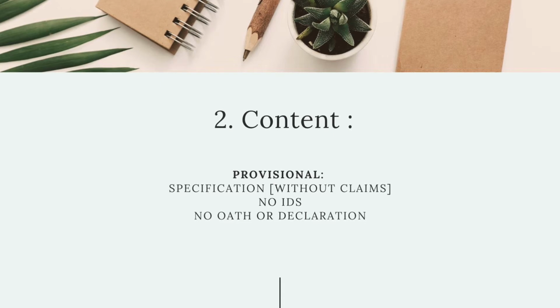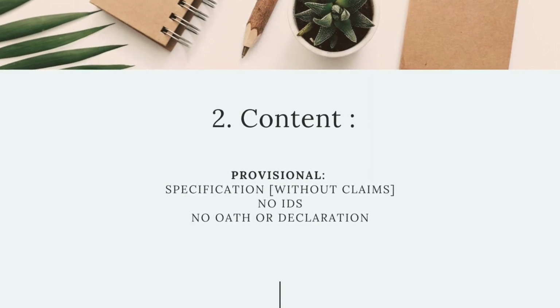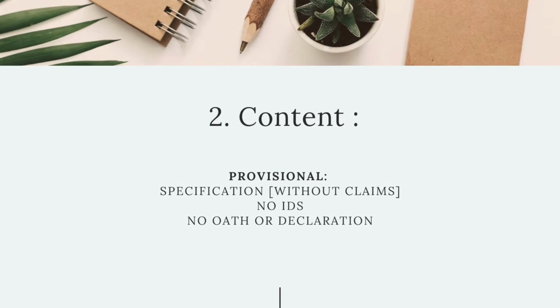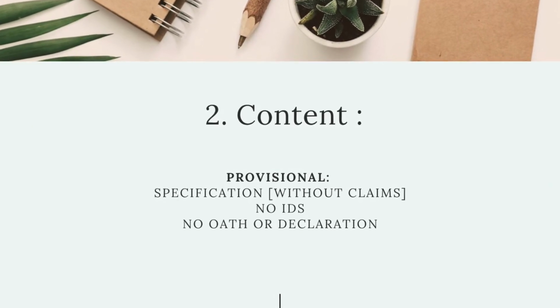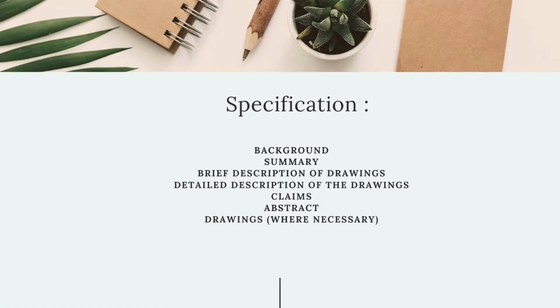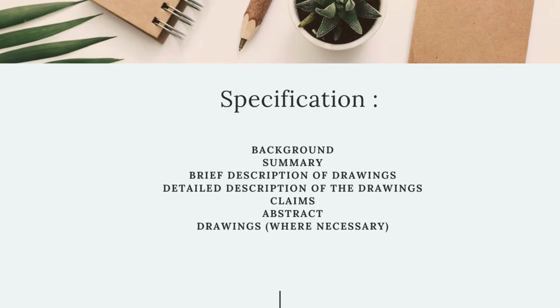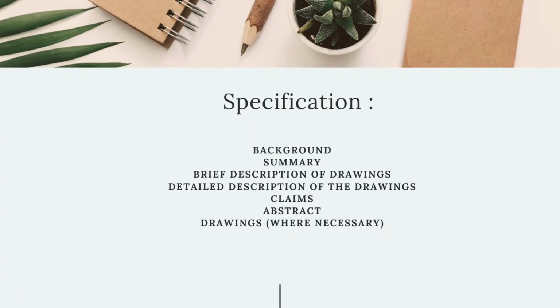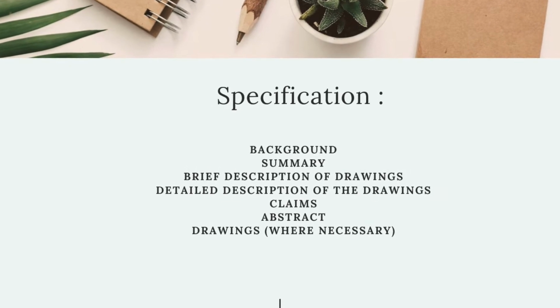But a provisional patent application, however, must include just the specification. It does not need to have claims, not even one. You do not have to file an IDS. You do not have to file an oath or declaration. That's the content. Now, going back, the specification typically includes a background, summary, brief description of the drawings, detailed description of the drawings, a set of claims, and the drawings, the figures. So that is point two, the content.